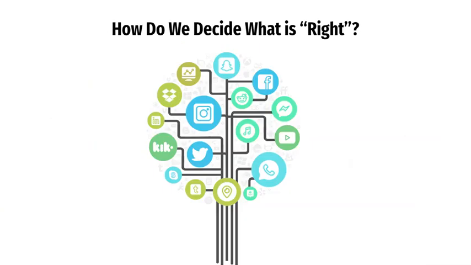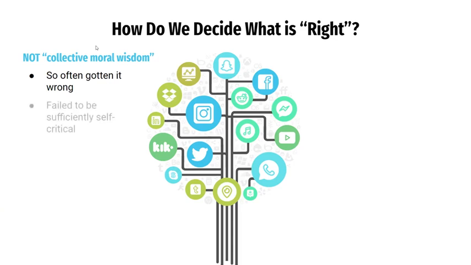Okay, so naturally, a question becomes, well, then how do we decide what is right? Philosophers typically never rely on collective moral wisdom because we've often gotten this wrong. I mean, you can think of so many examples from history and even from some philosophers who have advocated views that we no longer find tolerable. And not only that, just appealing to popularity is fallacious reasoning. Just because something's popular doesn't mean that it's right.